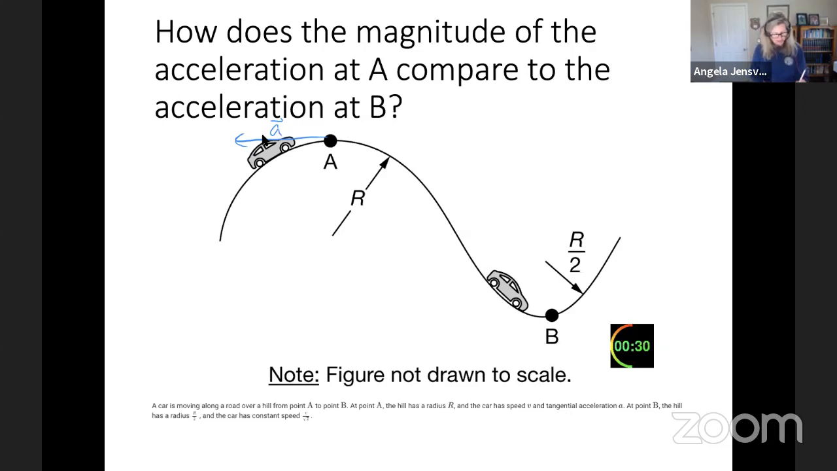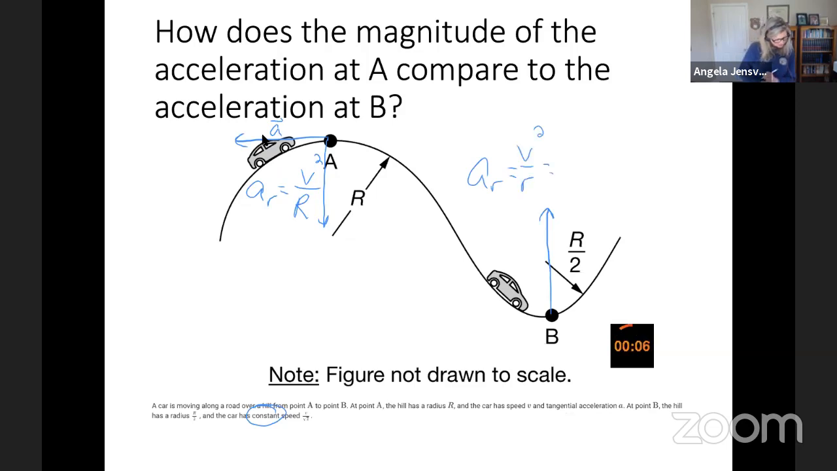That means the radial acceleration is V squared over capital R. They gave us the radius as capital R. We need to plug in capital R. Okay, now come over here to B. The car is at constant speed. That means no tangential acceleration. The only thing you have is radial acceleration, which is V squared over R.